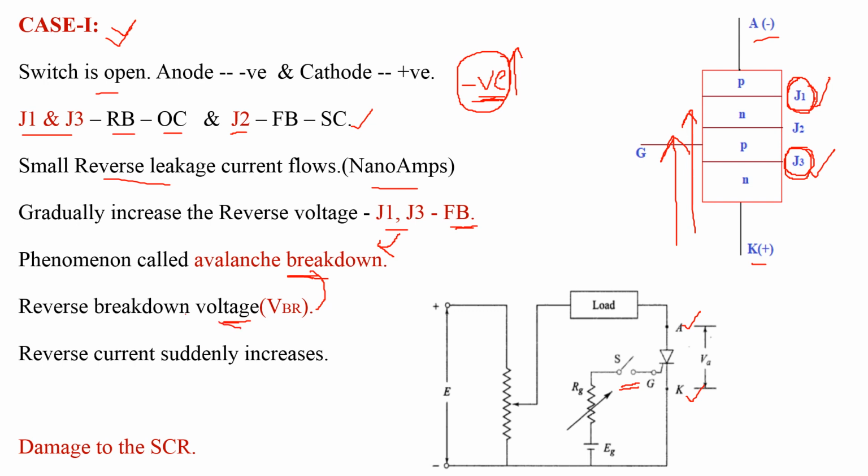Due to this reverse breakdown voltage, junctions J1 and J3 come into forward bias. Due to the forward biased junctions, there is a possibility of a high amount of reverse leakage current flowing from cathode to anode. Due to this high reverse current, there is a chance to damage the SCR. So we have to limit this high amount of reverse leakage current. This is about case 1.